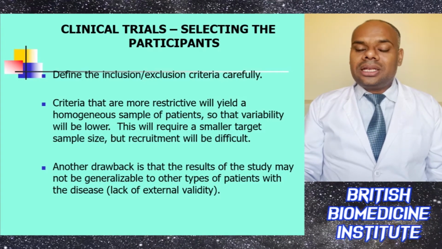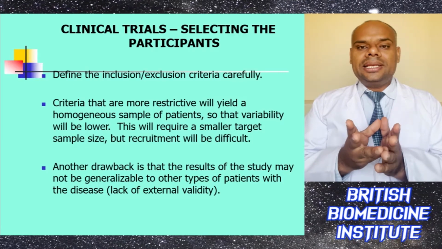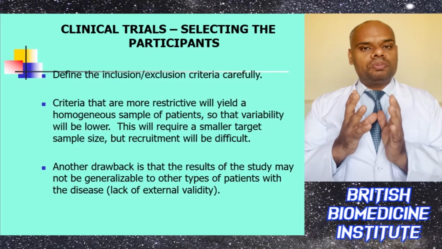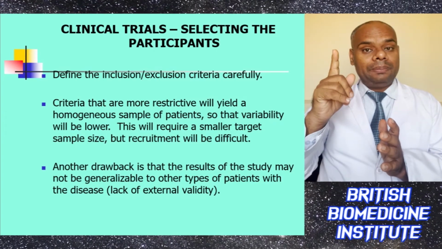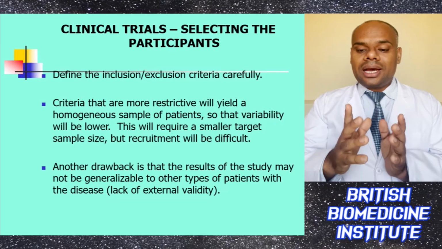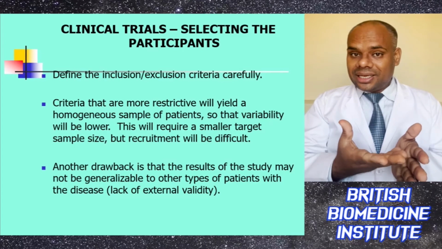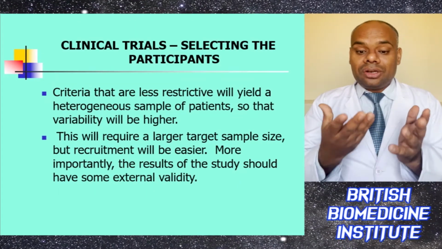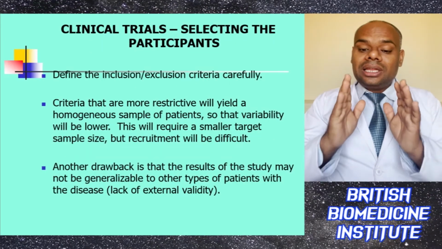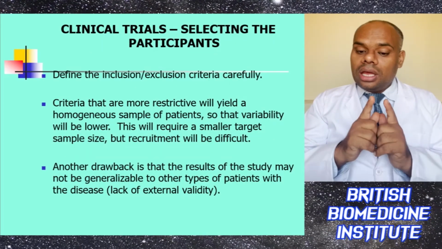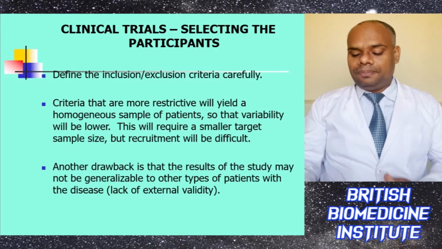Criteria that are less restrictive will yield a heterogeneous sample of patients, subjects, so that the variability is higher. This will require a large target sample size, but recruitment will be easier because we will be getting a heterogeneous sample of patients, because here the inclusion criteria are less restrictive, and the result of the study should have some external validity.